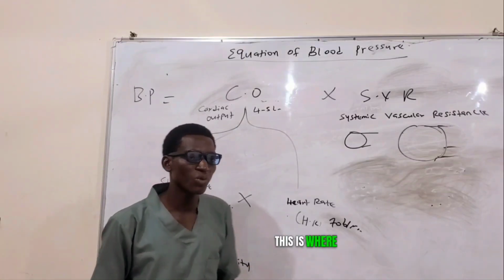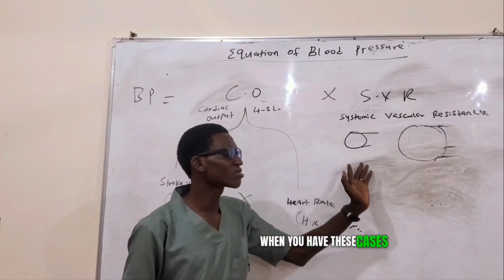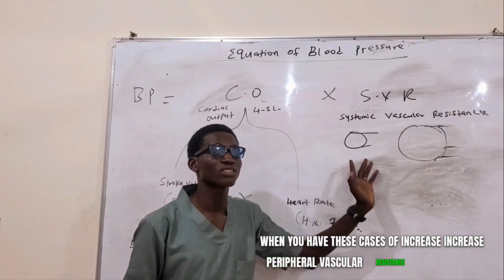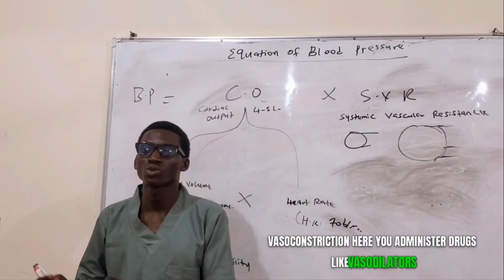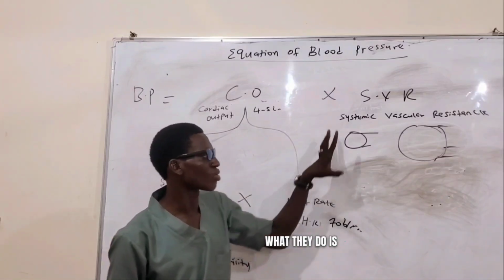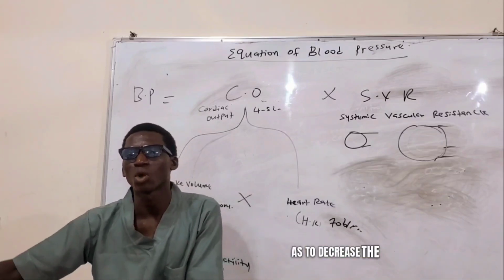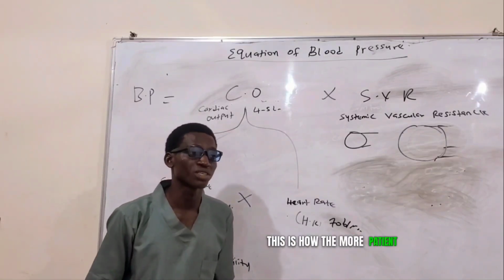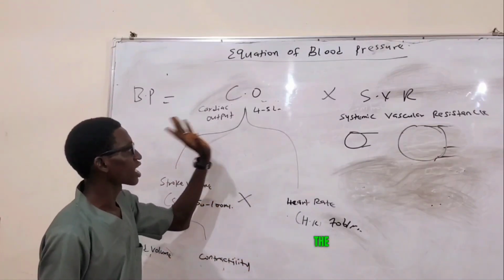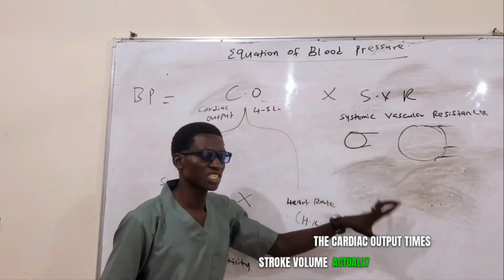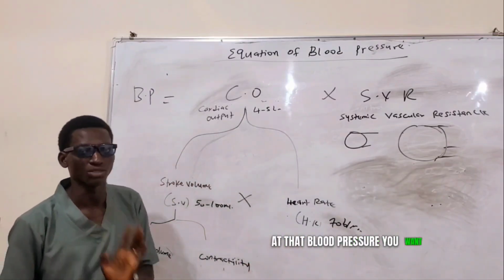Then in the case of antihypertensive drugs like vasodilators, when you have cases of increase in peripheral vascular resistance, or if there is vasoconstriction, here you administer drugs like vasodilators. What they do is act on these blood vessels to widen the lumen of the blood vessels so as to decrease the blood pressure. This is how blood pressure is increased or decreased, and this is the formula. The cardiac output times systemic vascular resistance gives you your blood pressure.